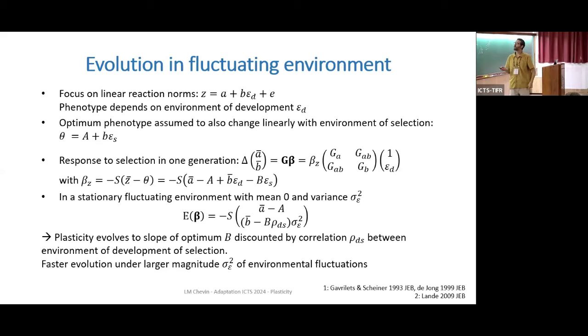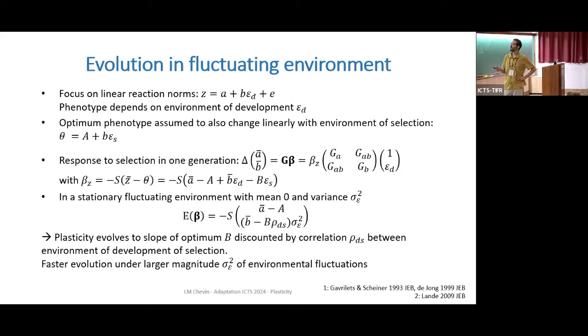Okay, and then you can multiply, so replace this by this, you multiply, and then you can take the expectation of that when the environment is fluctuating. So there are stochastic fluctuations in the environment. And so when you do this, you end up that this expected selection gradient will depend on A minus A bar for the intercept. These E's cancel because they're assumed to be centered, let's say, to have a mean of 0. Whereas for plasticity, you're left with this term. So the expected selection on plasticity.